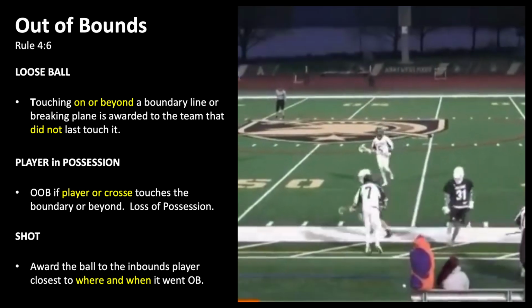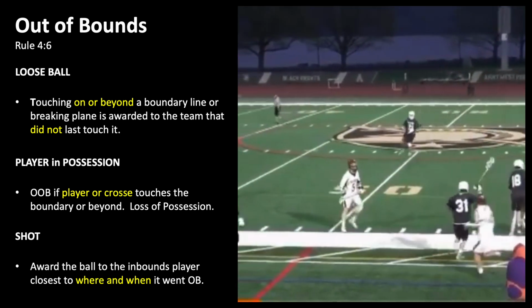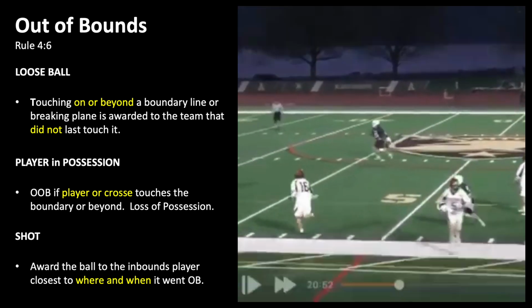So in this case, we have legal contact from the side on number 7, and he goes out of bounds in possession of the ball, and then we have this quick restart, and we get the play going again. Again, it's just a loss of possession. And remember, with a shot, you're going to award the ball to the inbounds player closest to where and when it went out of bounds.